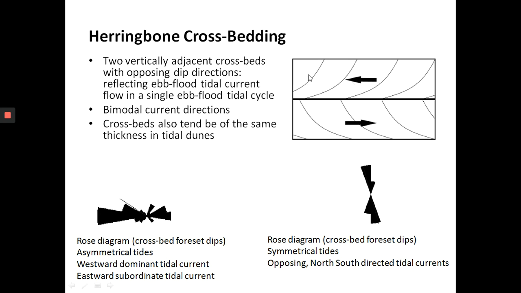So you get two crossbeds which are vertically adjacent, overlying each other, but the dip direction of the crossbed foresets are opposite each other. These beds here have crossbeds dipping towards the right, here dipping towards the left. So this is herringbone crossbedding. If you find this, it's a relatively good indicator for tidal currents influencing deposition in the basin.